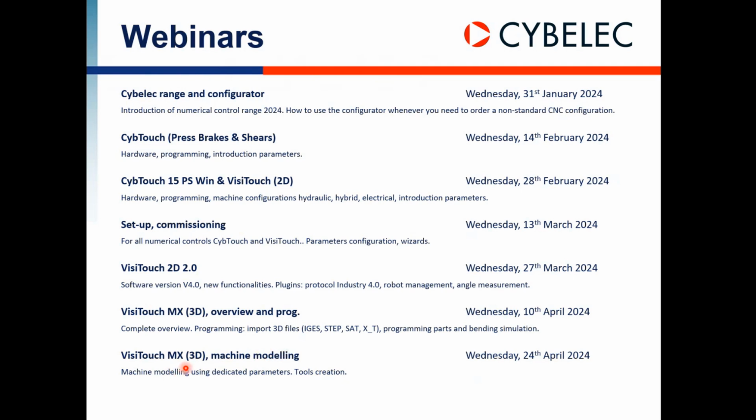The second webinar will be more regarding how to set up the software, which means how to define the 3D model of the machine. Each machine, each press brake model needs to be defined in the controller, so the controller knows which parts it can bend and checks if there are any collisions. And to do that, you need to set correctly all the parameters in the 3D. So this webinar will be only for the machine modeling.